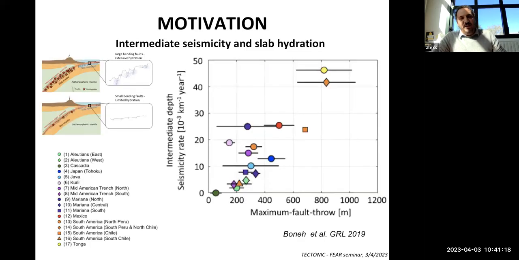Okay, so for the intermediate depth seismicity, we can look at what transition can be at play. And there is this nice paper by Yuval Bonnet a few years ago now in JGR, which I think is kind of compelling to show how dehydration, or water at least, should play a role in this intermediate depth seismicity. Here you see a plot of intermediate depth seismicity rate as a function of maximum fault throw, and maximum fault throw is basically the amount of normal faulting that you produce during the outer rise bending of the plate, as the plate is actually being bent to be able to subduct.